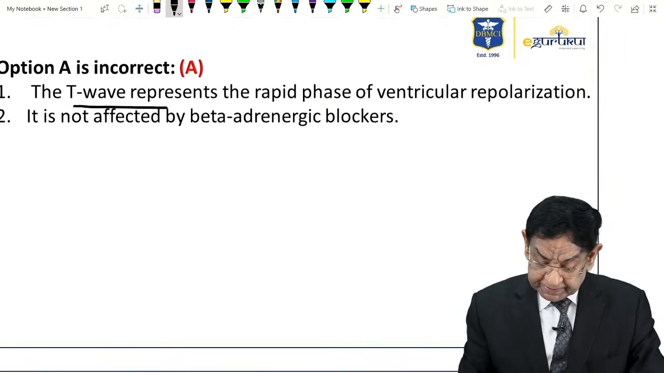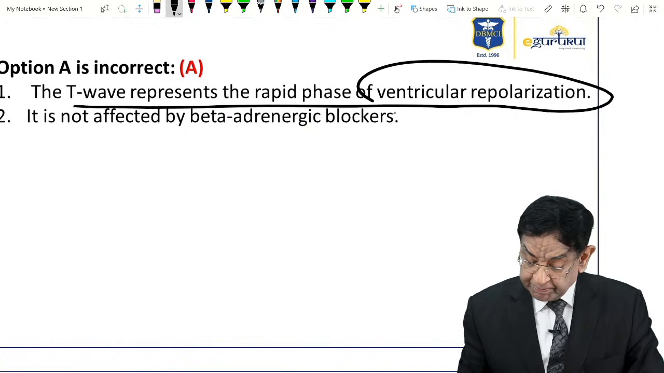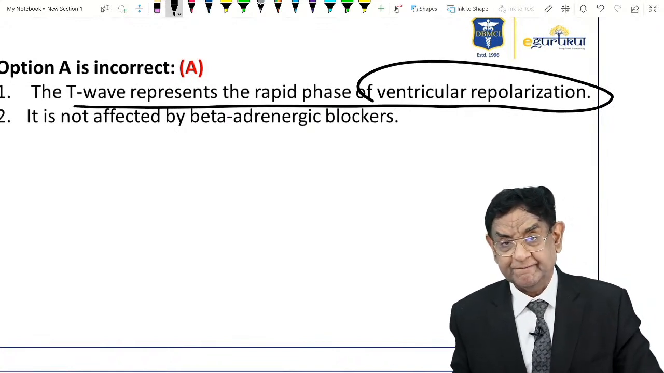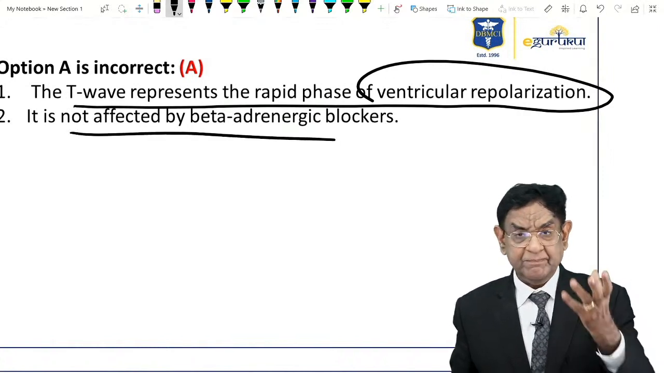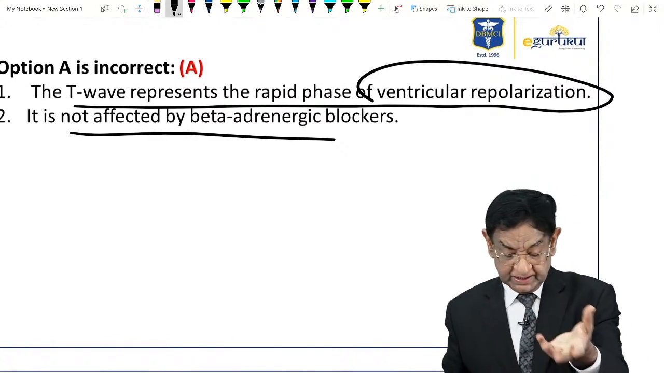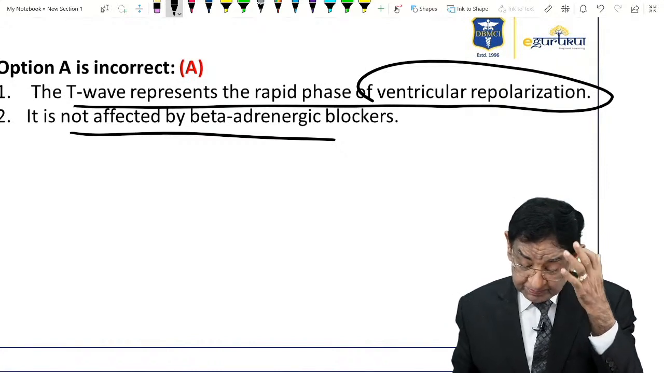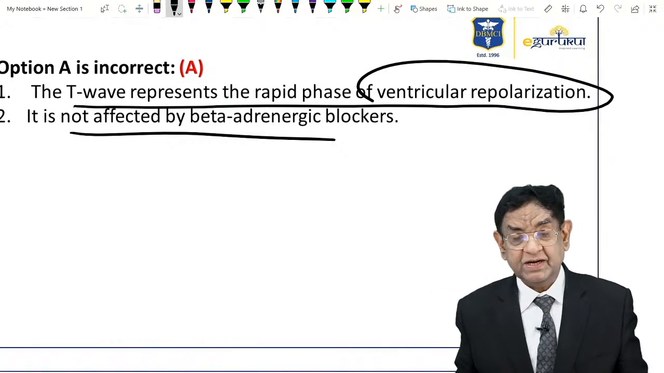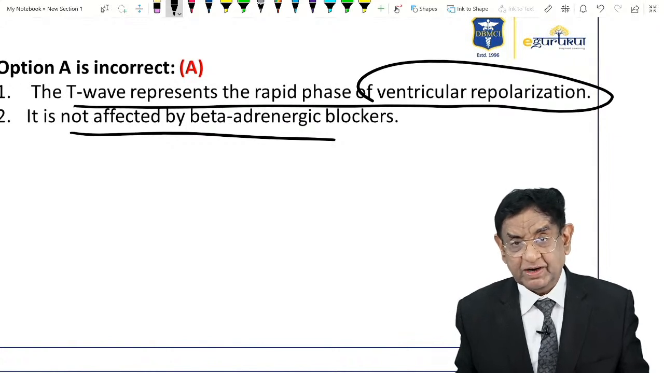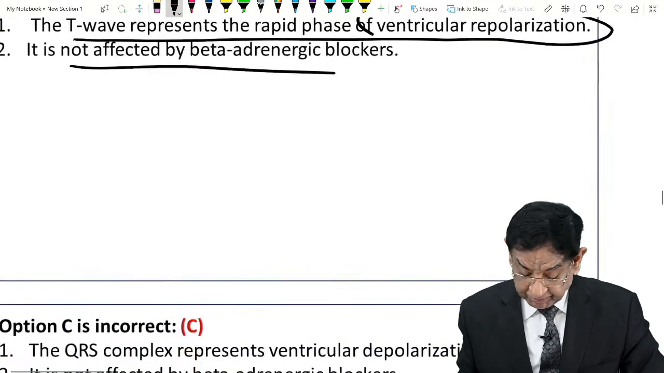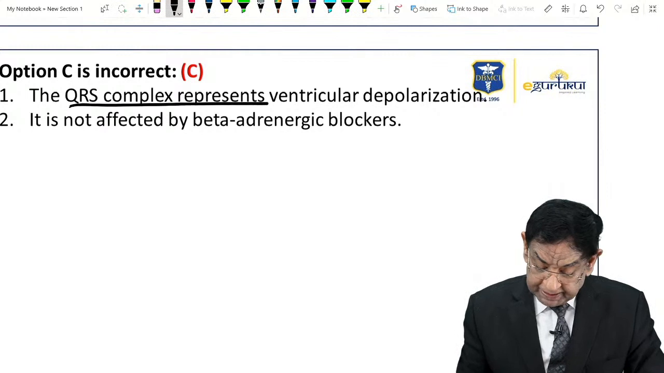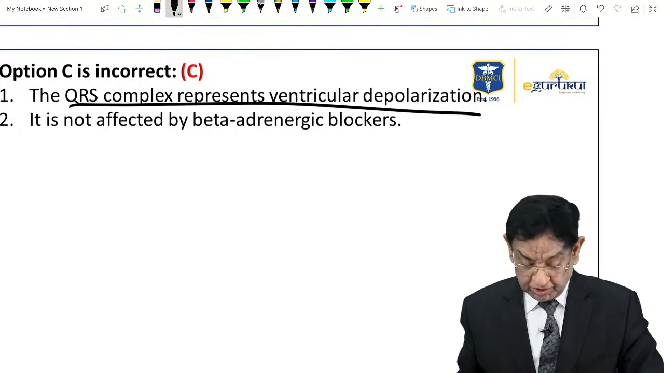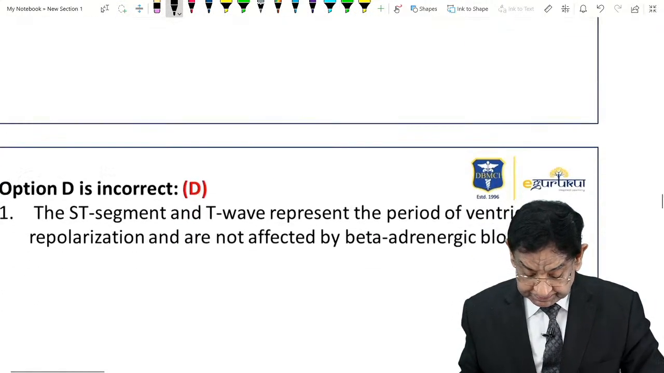Well, the T wave represents the rapid phase of ventricle repolarization. It is not affected by the beta blockers. Remember, ventricle repolarization means when the ventricle is relaxing, right? The QRS complex is ventricle depolarization, also not affected much by the beta blockers.